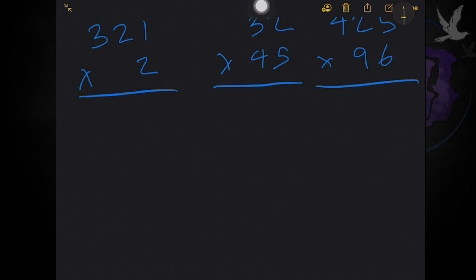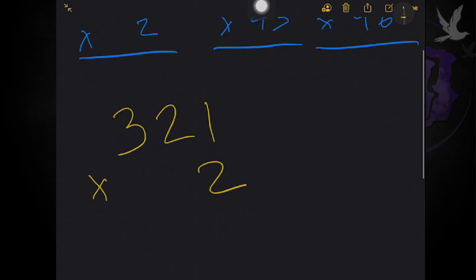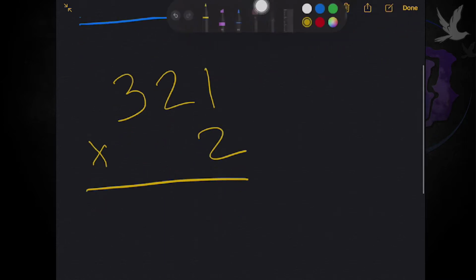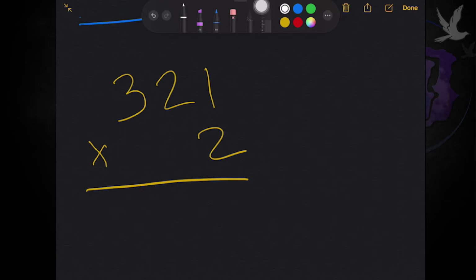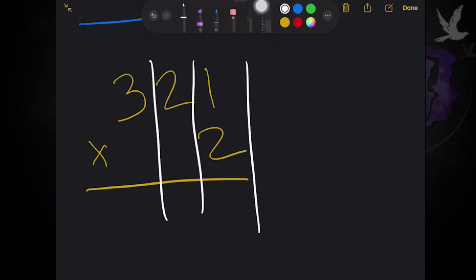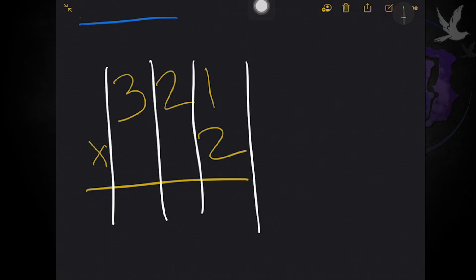Okay? So, 321 times 2. How do you do this process? We have to follow the place value. Okay? We are going to do this place value at a time. One place value at a time. Color-coded tayo para mas madali.